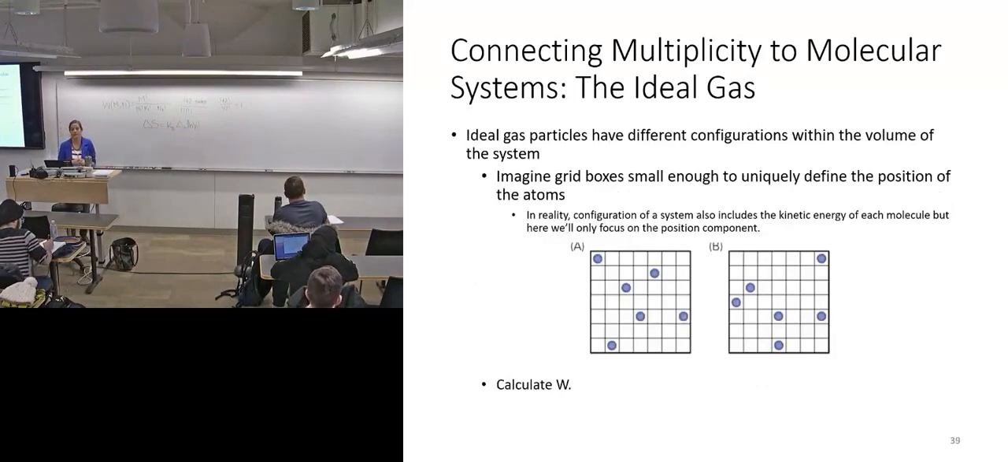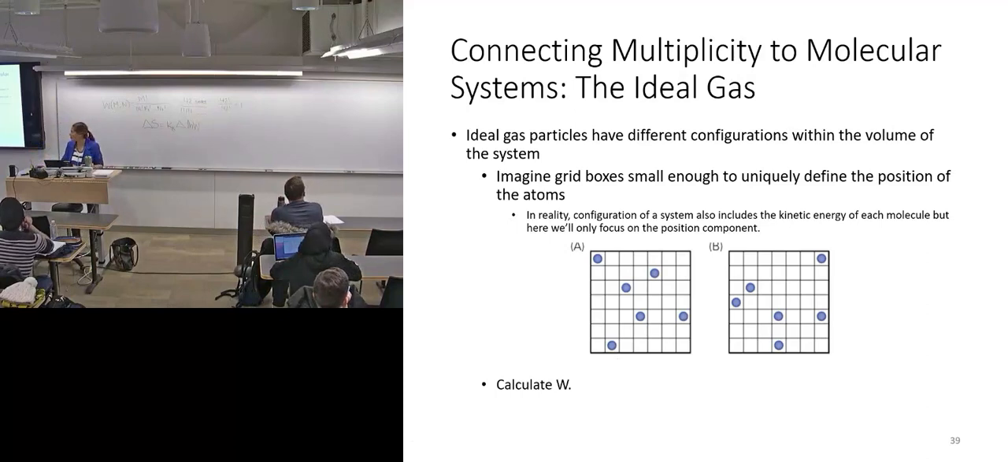Ideal gas particles have different configurations within the volume of a system. So picture these like our dye molecules floating in our solvent. We can go ahead and imagine grid boxes that are small enough to define individual ideal gas atoms. I know that's not perfectly a realistic situation, but it works for our needs. In reality, there would be other components going on, but we're only going to consider position. So we have 6 gas molecules in 49 possible spaces. Imagine dividing your volume into very small individual volumes, small enough to encompass just one gas particle.